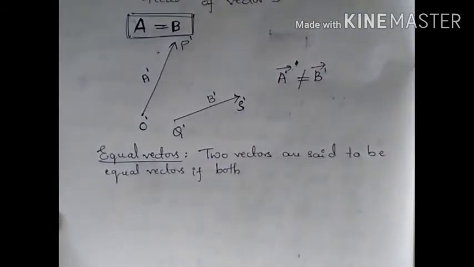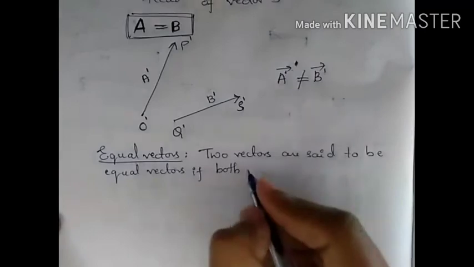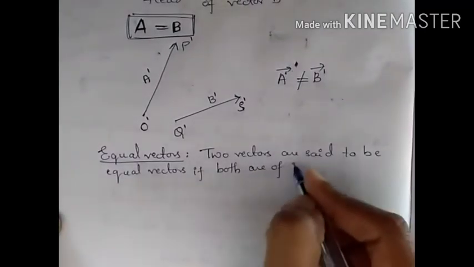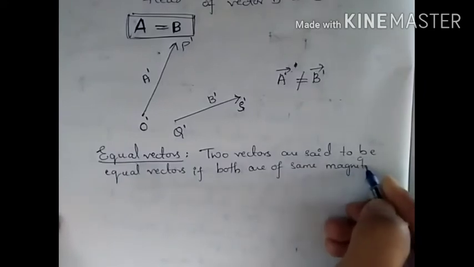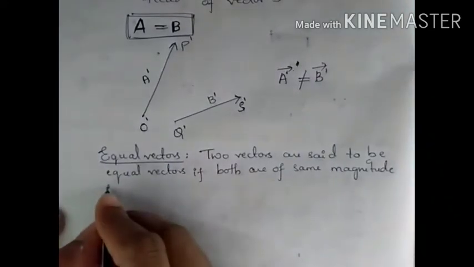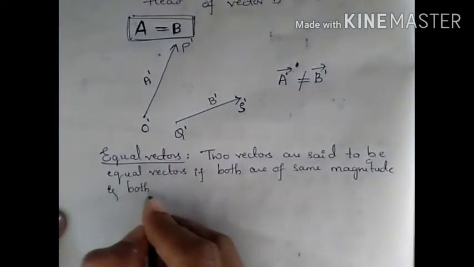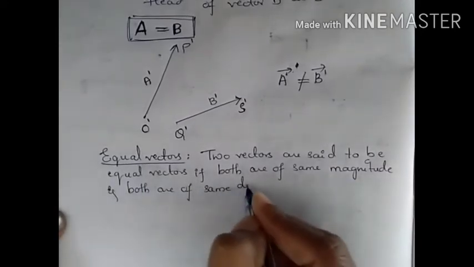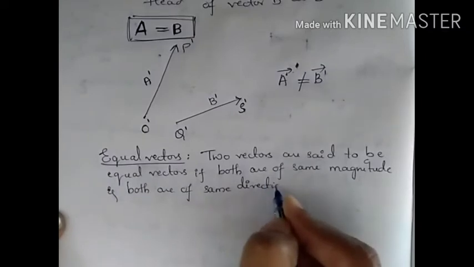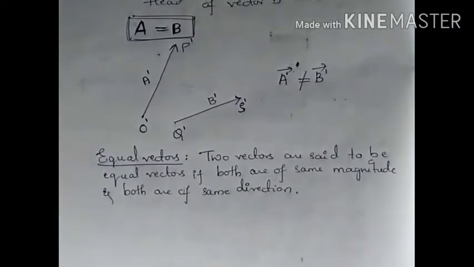If both are of same magnitude and both are of same direction. So this is the equal vector.